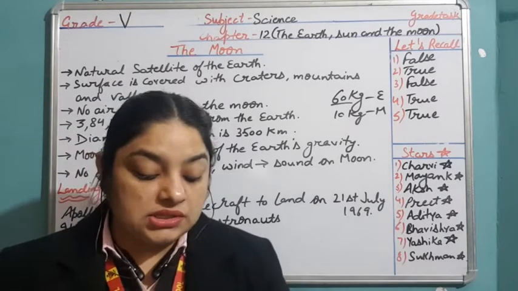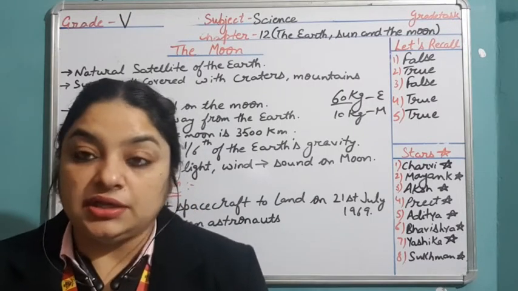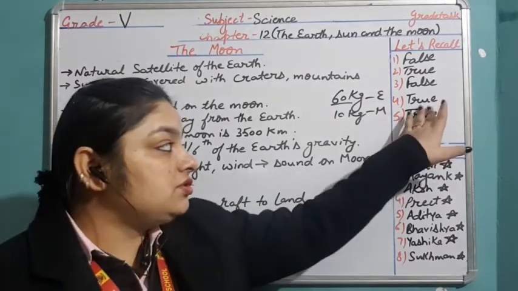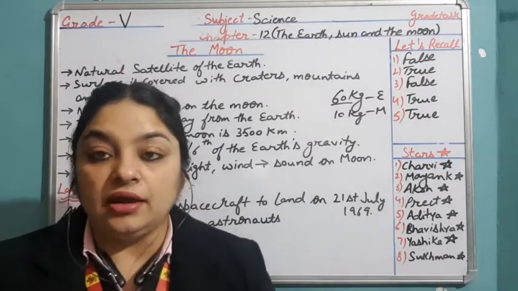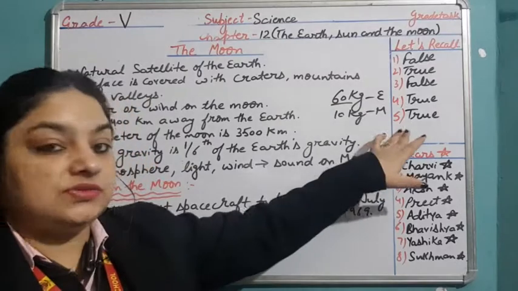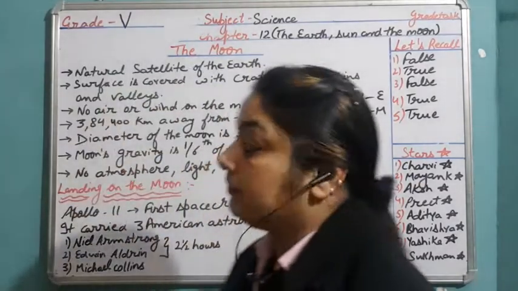Fourth, the Sun is the star nearest to the Earth. Yes, it is, so this is true. And fifth, the inner core of the Earth is made up of iron. Yes, it is made up of iron, so this one is true. After this, the next topic is the Moon.